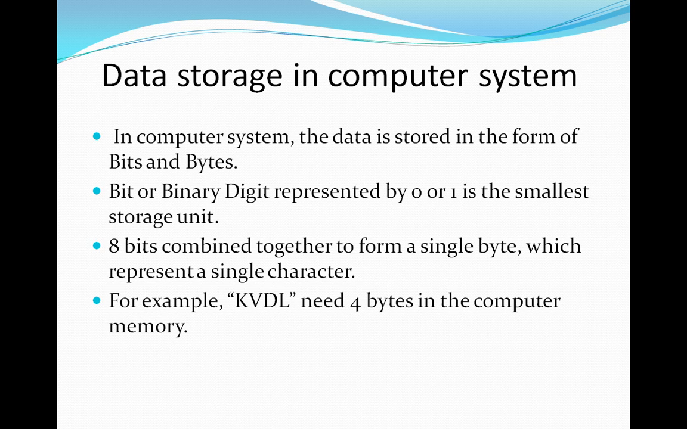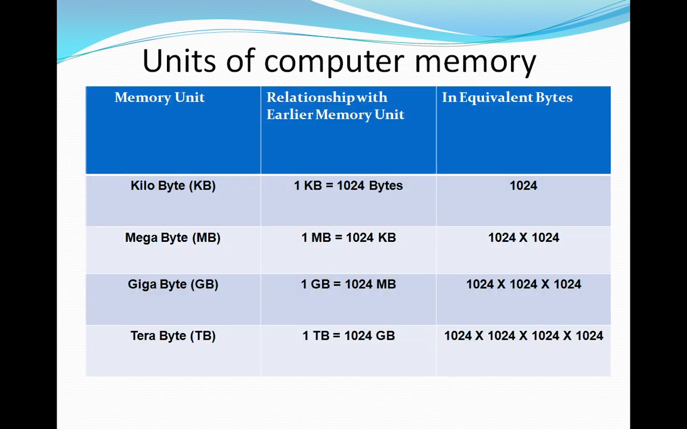Now with the help of this chart, I will try to explain memory units in the computer system. In this chart I will explain the memory units, their relationship with earlier units, and their equivalent values in bytes. So first one is kilobyte, KB, it contains 1024 bytes.